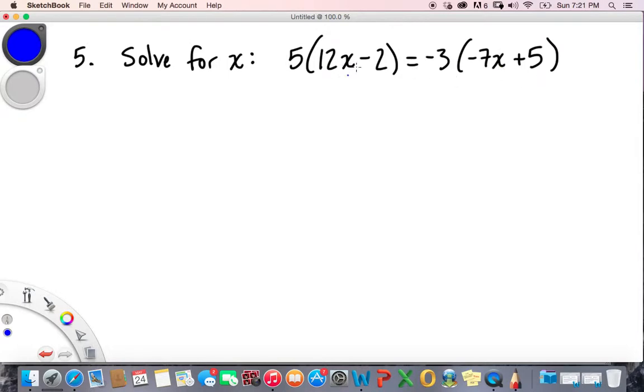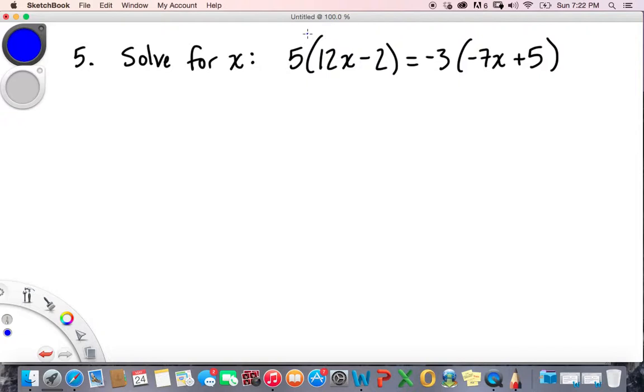If I look inside my parentheses to see if there's anything I can simplify before I start, I've got 12x minus 2. This term has x's. This term does not. We cannot combine those quantities, so we have to leave those separate. Same thing over here. So there is nothing I can do in parentheses. There are no exponents. Is there any multiplying? Yes, there is. We have a 5 times this quantity.